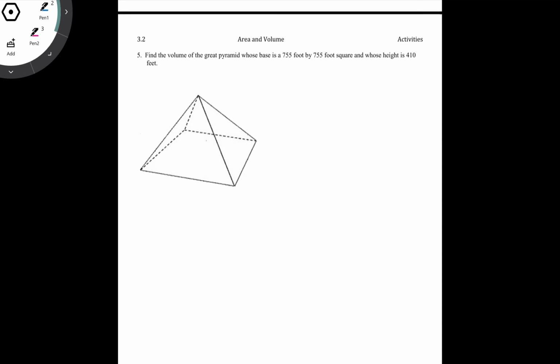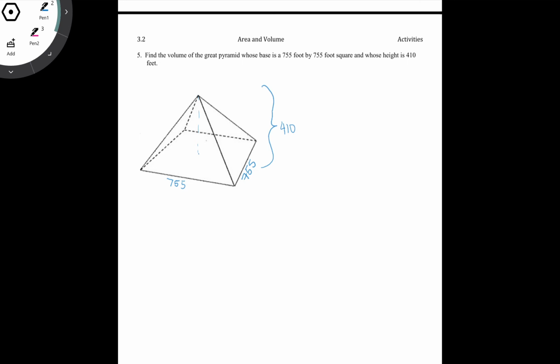So I'm looking at a great pyramid. And I know the base of this pyramid is a perfect square, 755 by 755 feet. And I know that its height, so from the middle up, is 410 feet. And I would like to find the volume.